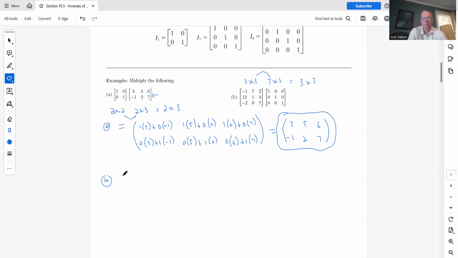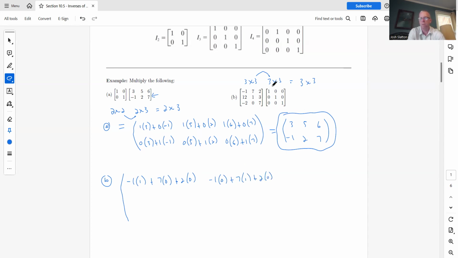And of course, we'll end up with this matrix as the answer, but we'll work it out just so we can prove it to ourselves. So, -1 times 1 plus 7 times 0 plus 2 times 0. And then -1 times 0 plus 7 times 1 plus 2 times 0.